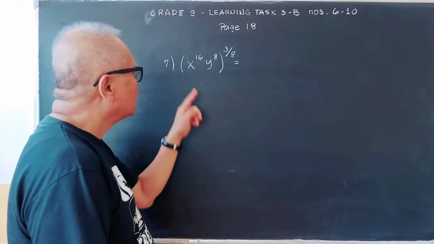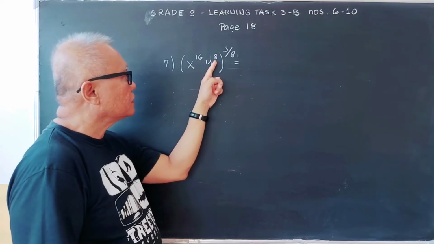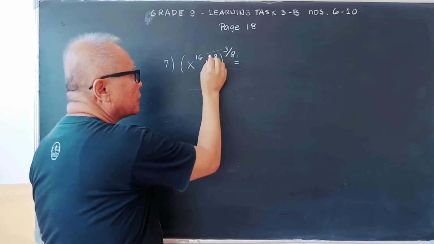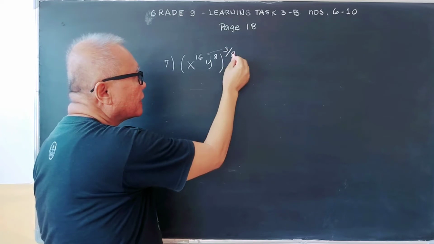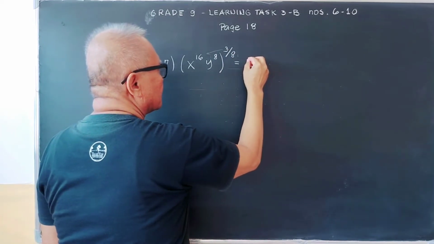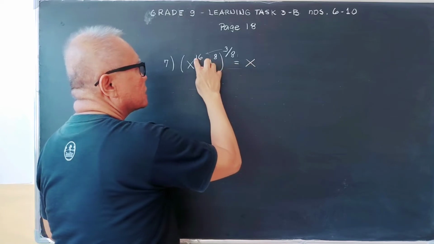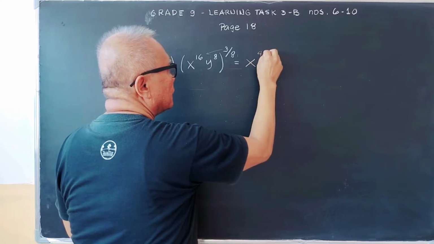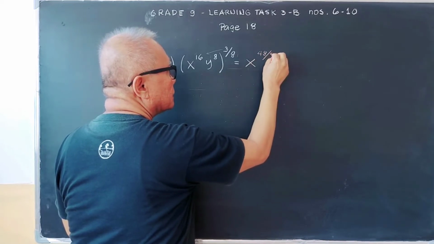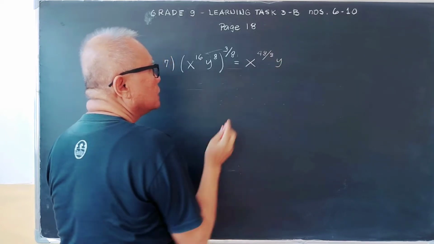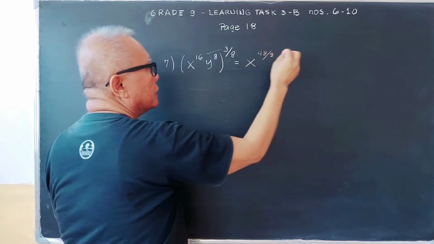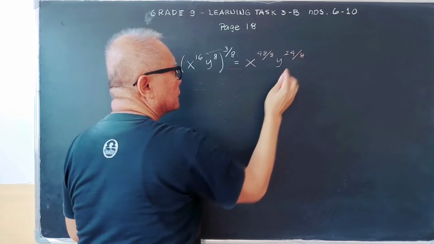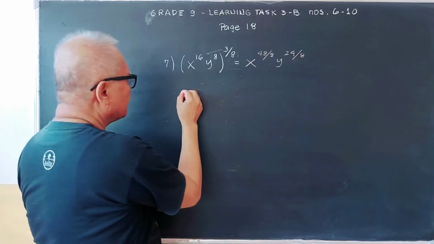Number 7. X to the 16th, y to the 8th, raised to the 3/8. Okay? No problem here. Distribute na tayo. 16 times 3/8 and 8 times 3/8. So, we have x, 16 times 3 is 48. So, ito ay 48 over 8. And then y is 8 times 3 is 24 over 8. O, yan. Naka-distribute na. And then, we simplify.